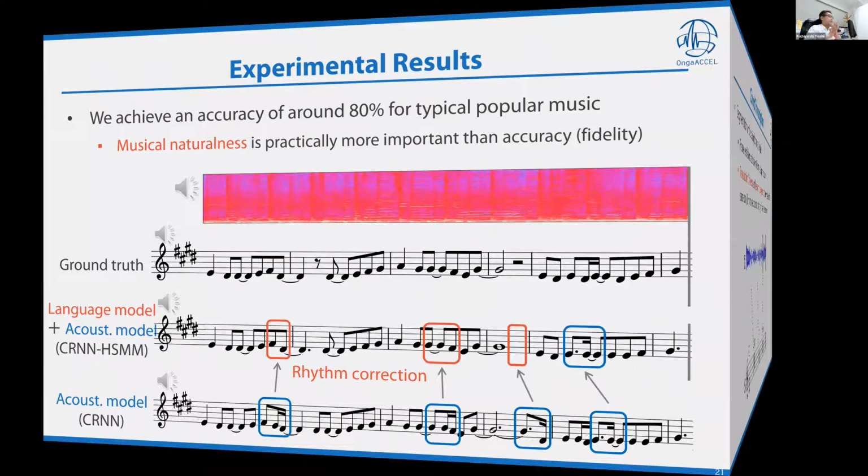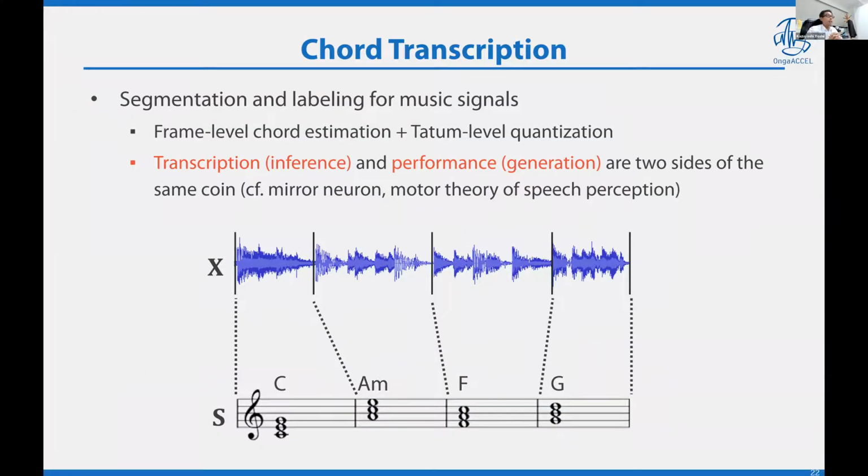Okay, let's move on to the next topic, chord transcription. So this task is very similar to music structure analysis, because this task basically refers to segmentation and labeling for music signals. And in this task, we take an approach based on frame-level chord estimation and beat-level quantization, based on an assumption that beat times are estimated in advance.